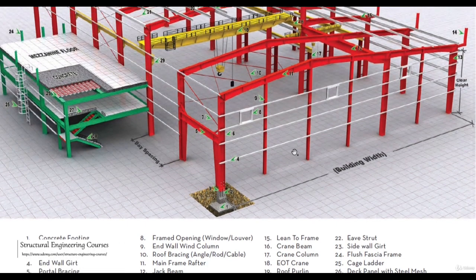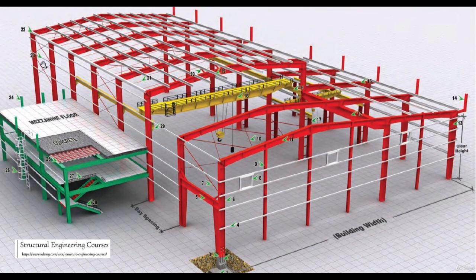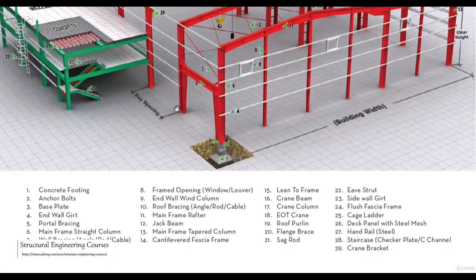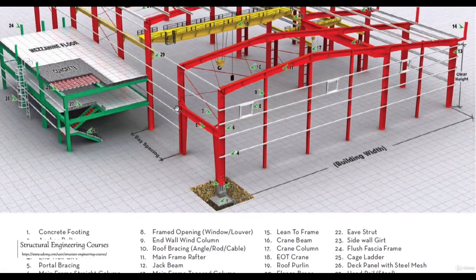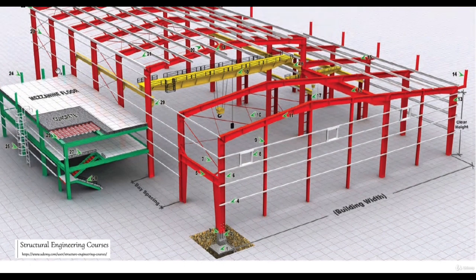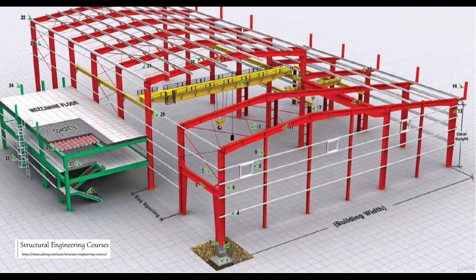After that, 23rd is the side wall girt, that is this girt. So the end wall girts and side wall girts serve the same purpose, that is to support the sheeting arrangement. After that, 24 is again the flush fascia frame, the same that we had made here.